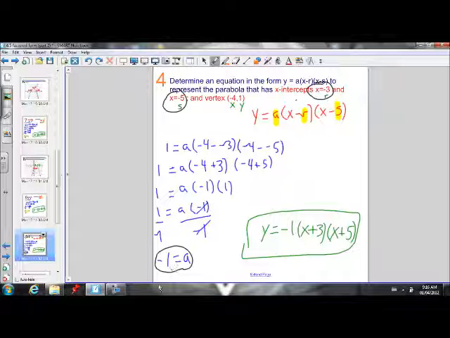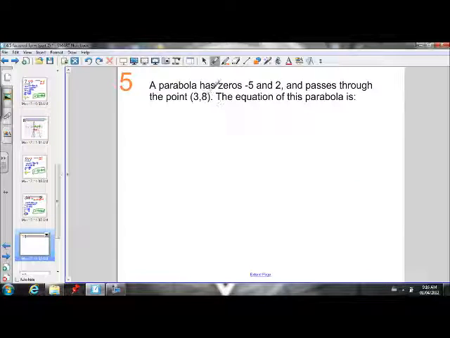Good. Last example. A parabola has zeros. Okay, zeros is a synonym for x-intercepts. So these are our r and s values. And it passes through the point. The point is an xy coordinate, so those are our x and y values. So a parabola has zeros -5 and 2. Passes through the point 3, 8.